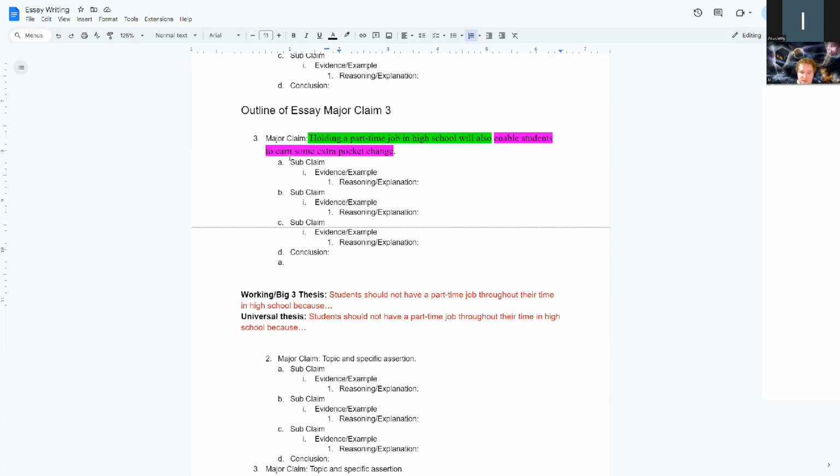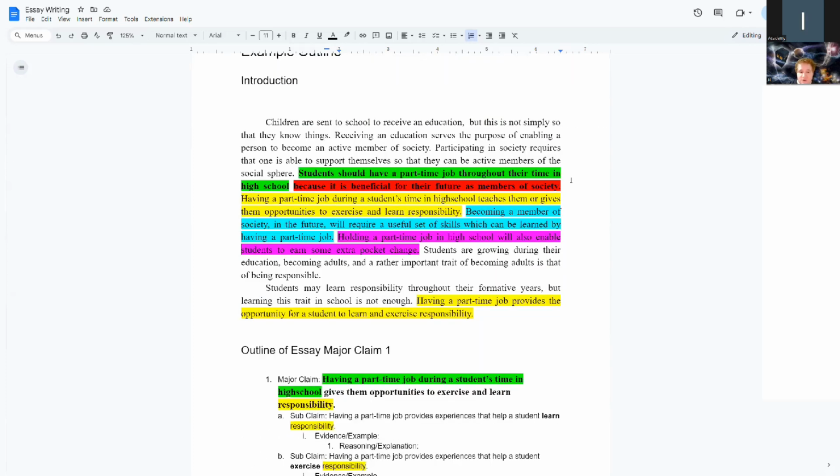So if we take a quick look up here, this is your universal thesis. And since we have the time, I will quickly explain that here. So this essay was primarily focused, the question itself was, should students have jobs in school? Now, one thing that we will talk about in the process of writing is making sure that we always know exactly what we are talking about.